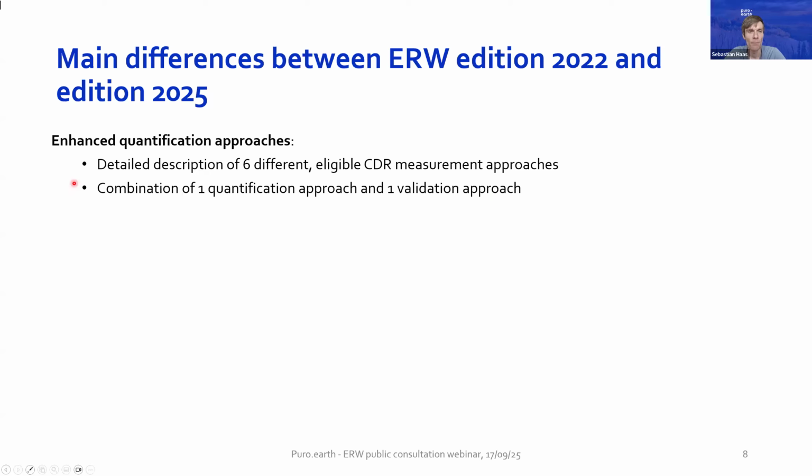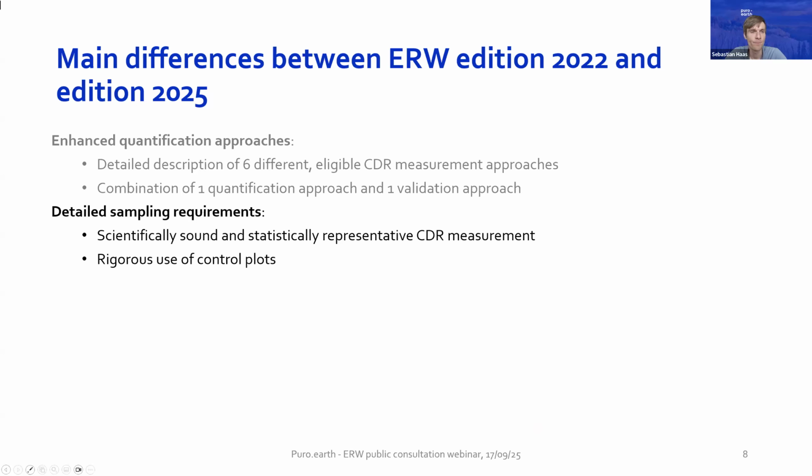So we're able to describe 6 different eligible CDR measurement approaches in this methodology, partially thanks to the scientific progress that's been ongoing over the past 3 years here. That allows us to be more precise in the description of these evolving methods. Another aspect that I want to flag here is that we are going to require the combination of 2 of these approaches now, which is also new.